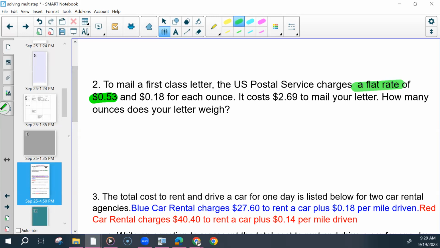Flat rate of 53 cents. That's 18 cents for each ounce. The cost, $2.69. And then always the question, how many ounces does your letter weigh? Right, so that should always be your first step. Look and see what's important.